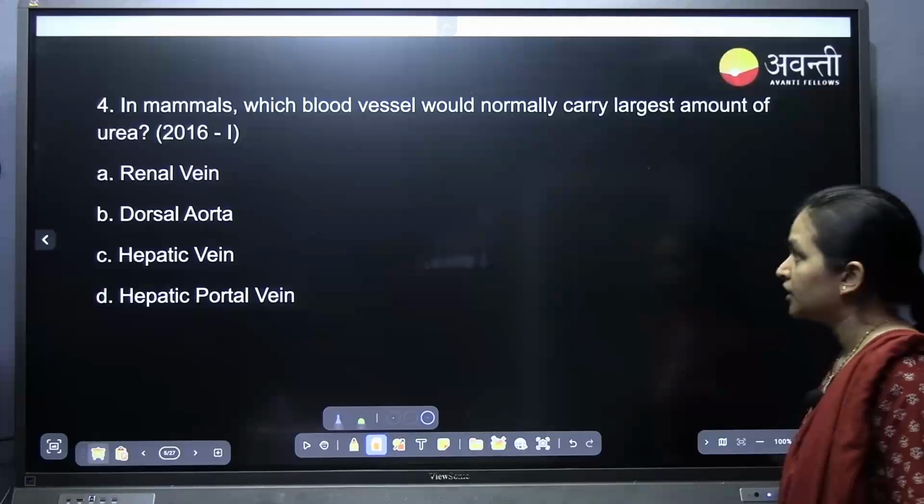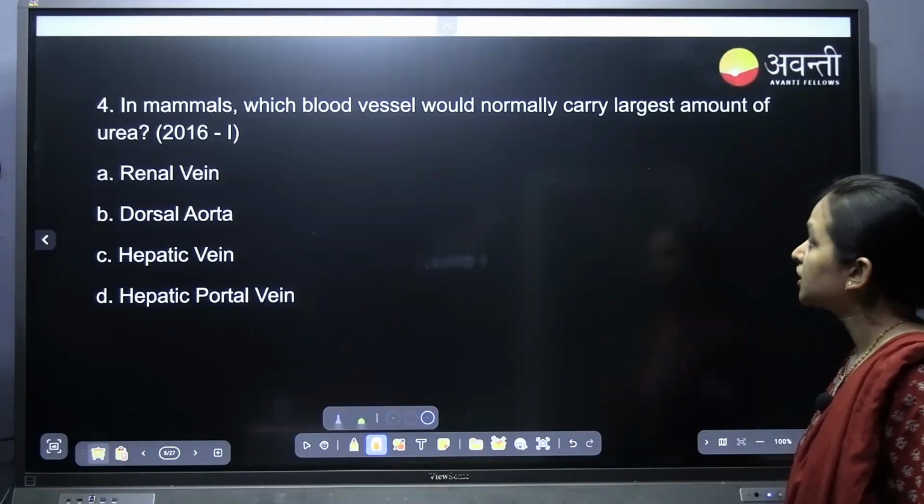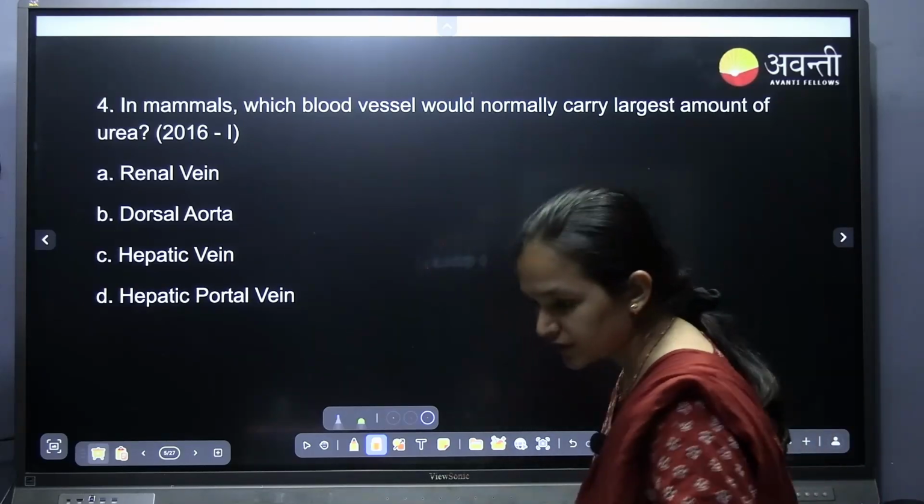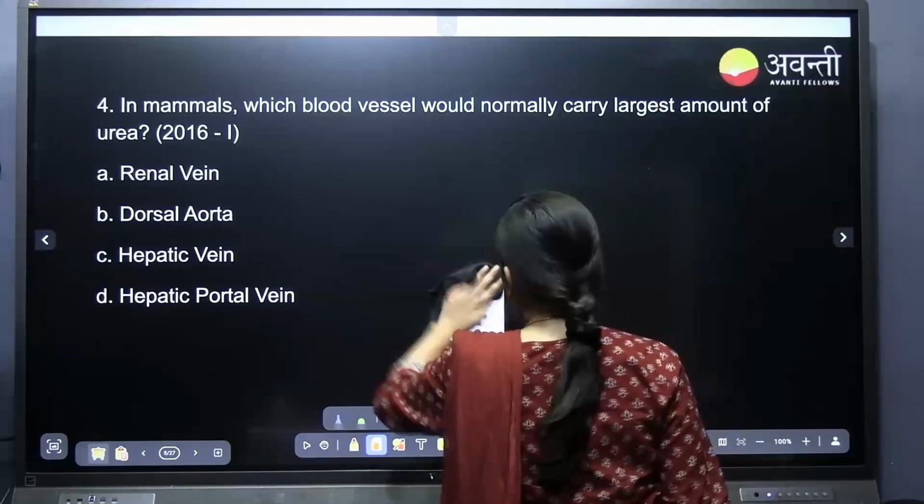In mammals, which blood vessel would normally carry the largest amount of urea? Tell me which one it is. Which one?